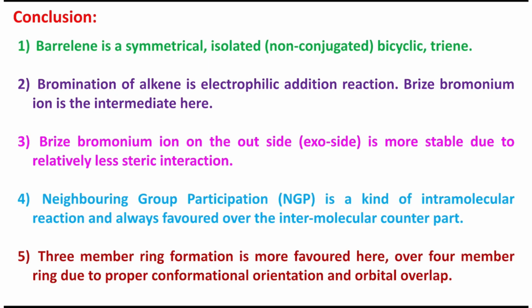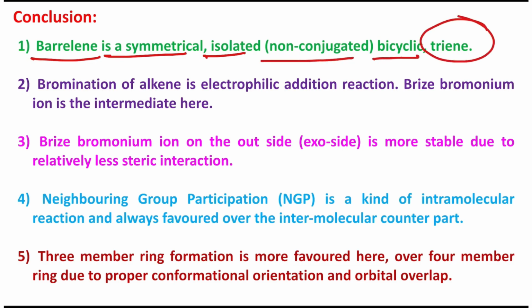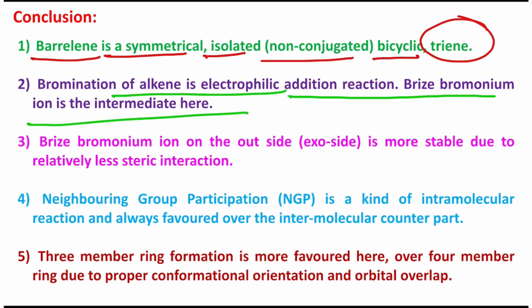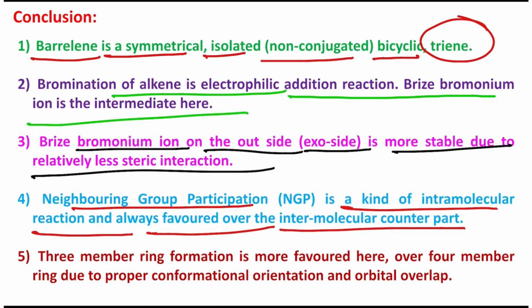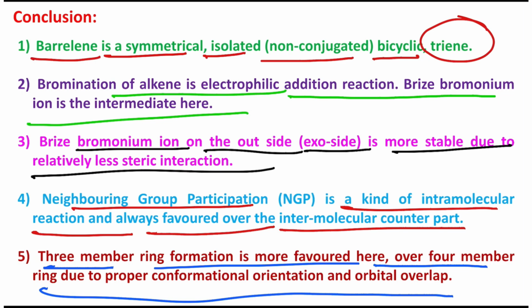Now in conclusion, what you have learned today is that Barrelene, the molecule, is actually a symmetrical, isolated, meaning non-conjugated, bicyclic triene with 3 double bonds. Bromination of alkene is an electrophilic addition reaction, and a bridge bromonium ion is produced here as intermediate. This bridge bromonium ion on the outside, or exo side, is more stable due to relatively less steric interaction. And here remember, neighboring group participation or NGP is a kind of intramolecular reaction and is always favored over its intermolecular counterpart. And finally, this 3-member ring formation is more favored here compared to 4-member ring due to proper conformational orientation and orbital overlap. So this is the end of discussion.